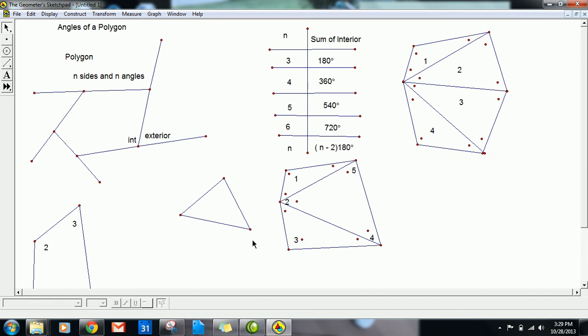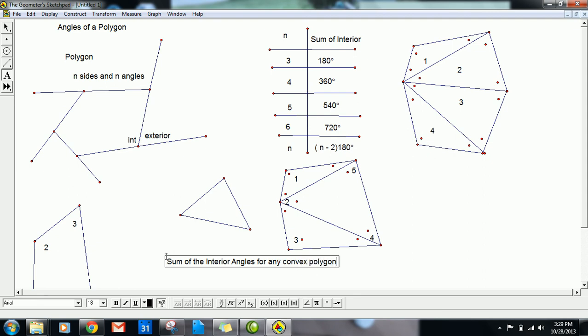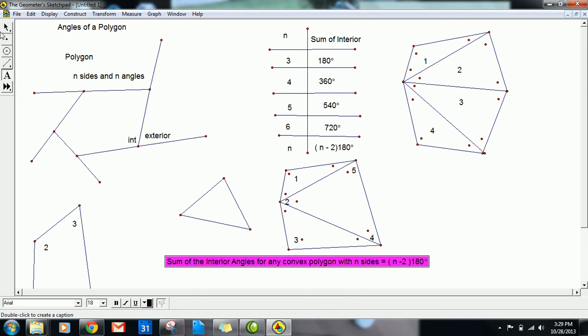Okay? So here's what we just created. The sum of the interior angles for any convex polygon with n sides, where n is the number of sides, is n minus 2, times 180 degrees. Okay, so that's the one formula I want you to understand so that we can use it tomorrow: the sum of the interior angles of a polygon with n sides.